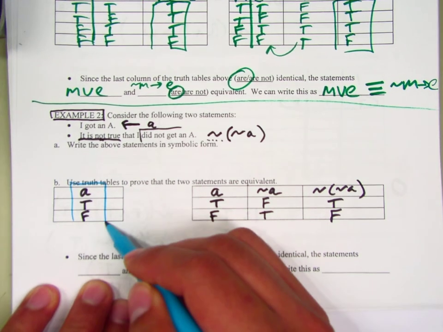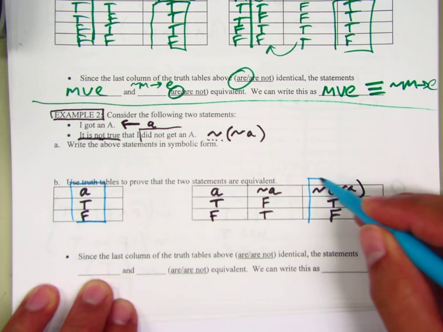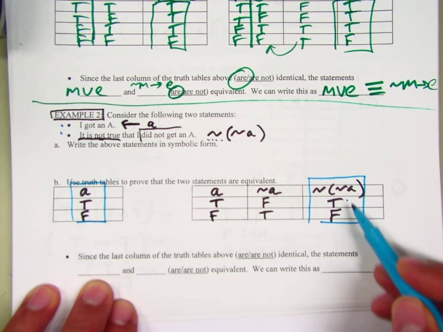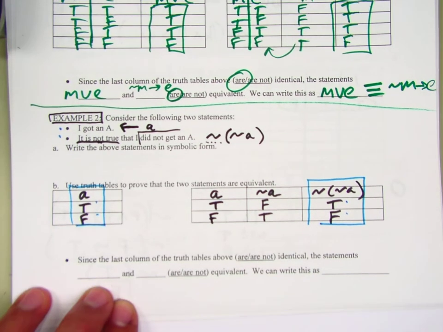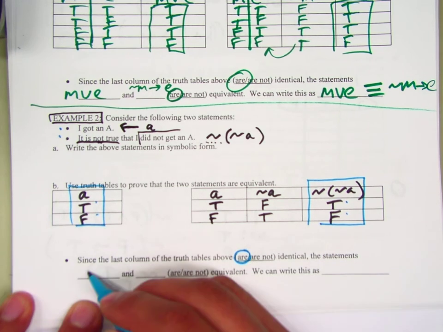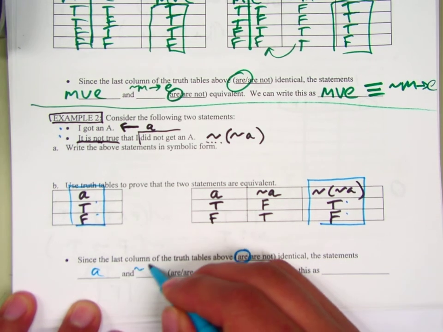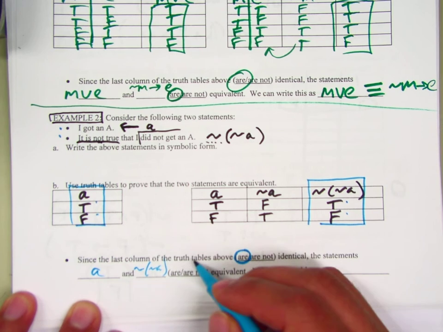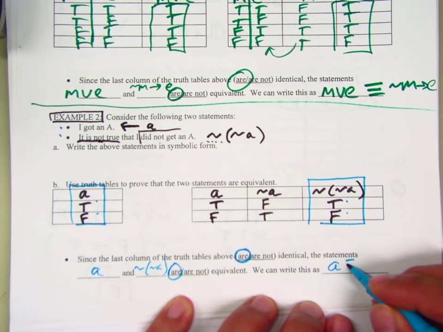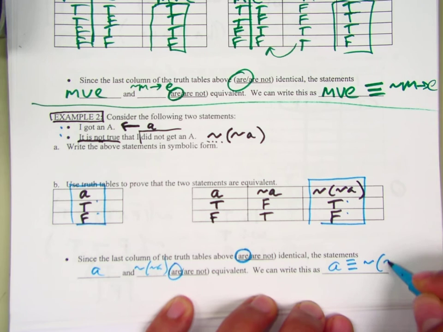So if this is our statement and we're comparing it to this statement, that's these two right here, they have the same exact truth values. Okay? So that means that since these are identical, the statements A and the negation of A are indeed equivalent. And you would write that as A is equivalent to the negation of A.